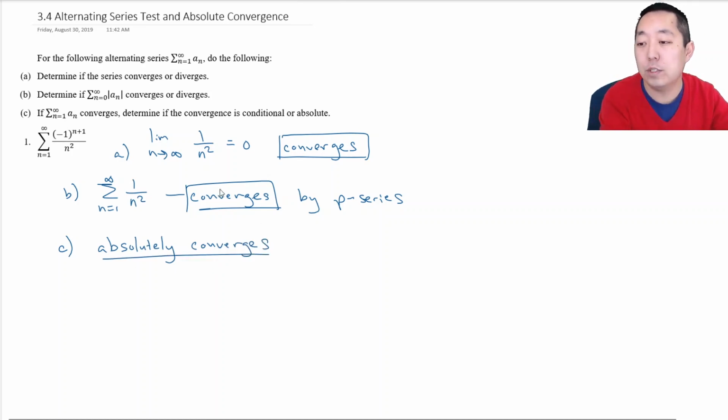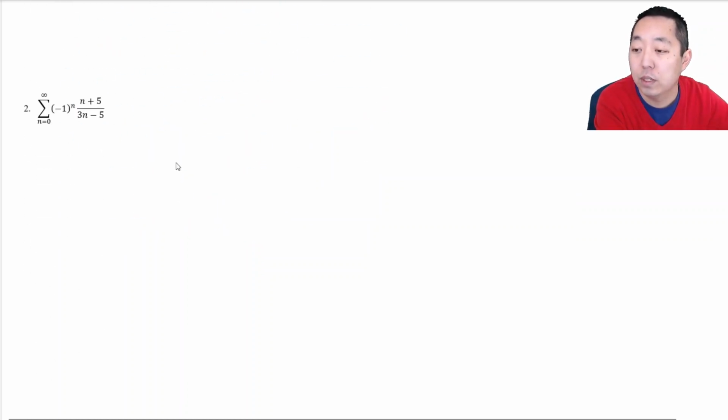So convergence will be like if the series with the alternating sign converges, but the absolute value doesn't converge, then it converges conditionally. But this one converges absolutely, because this positive negative flipping doesn't force it to converge. Okay.